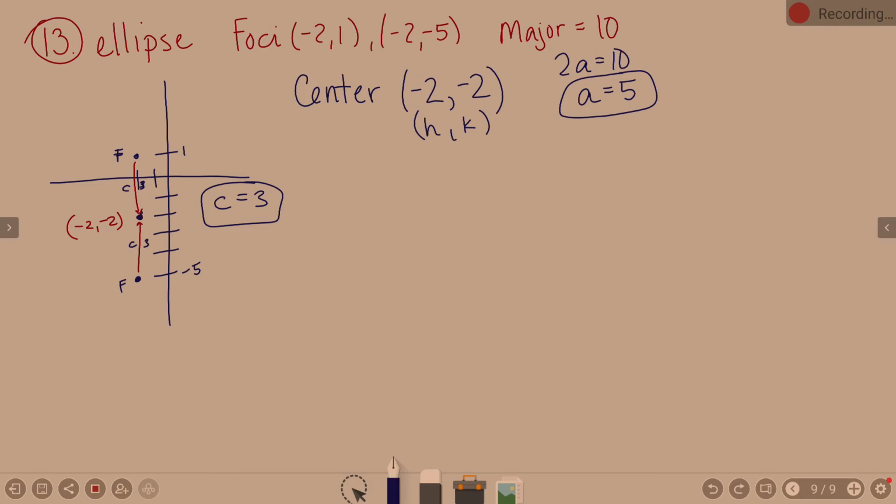If we know A is 5 and C is 3, you know how to find B, right? Which Pythagorean relationship do I need? C squared equals A squared minus B squared. Don't be afraid to double check yourself on the blue paper, yes? So you grab the right one.